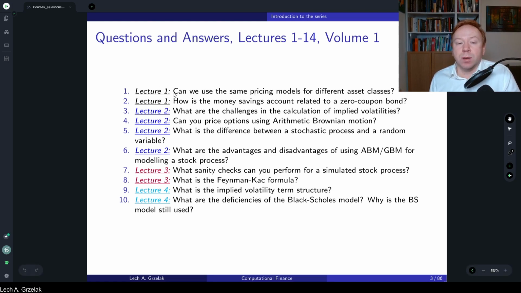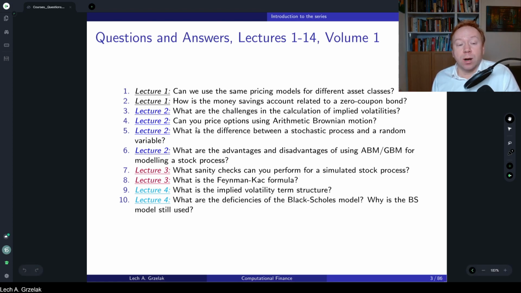We start simply, of course, at the very beginning of the course. The first question is, can we use the same pricing model for different asset classes? It's a bit of a global question: whether you are familiar with different models in different asset classes, what the differences between them are, and how they vary. The second question is about the money savings account and its relation to the zero coupon bond. It's also an interesting question, whether you understand the concept of stochastic interest rates, and how the money savings account is related to interest rate products.